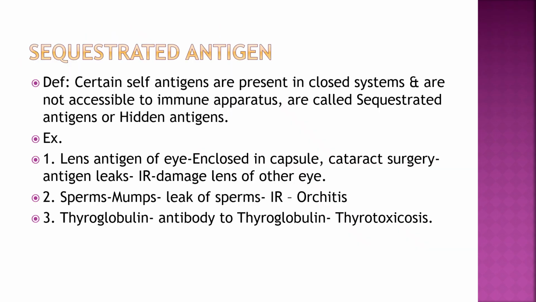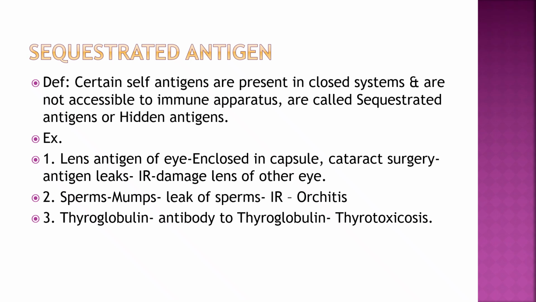Now we'll see in short about sequestrated antigen. So what is the definition? Certain self antigens are present in a closed system and are not accessible to the immune apparatus, and are called sequestrated antigens or hidden antigens. That means they are present in the body but in hidden form. So when they get exposed, they cause a reaction and then disease. So they are called sequestrated antigens.